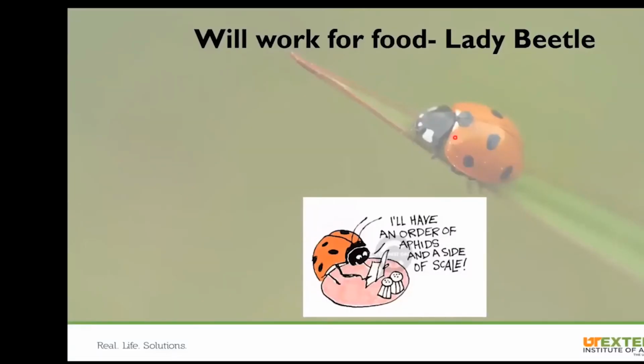So I like this little image here at the bottom. You got a cute little lady beetle saying he'll take an order of aphids and a side of scales. So that's on the menu for him. And hopefully, if these are in your garden and you have lady beetles out there, they can take that off for your garden as well. So we want to be promoting these beneficial insects.